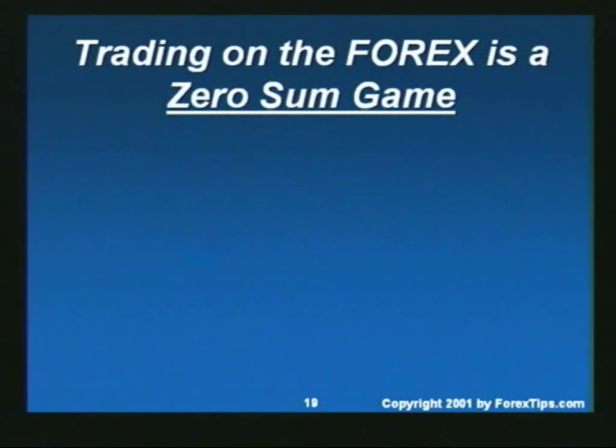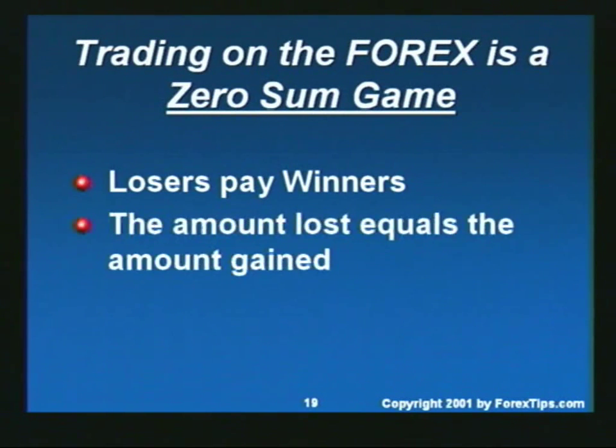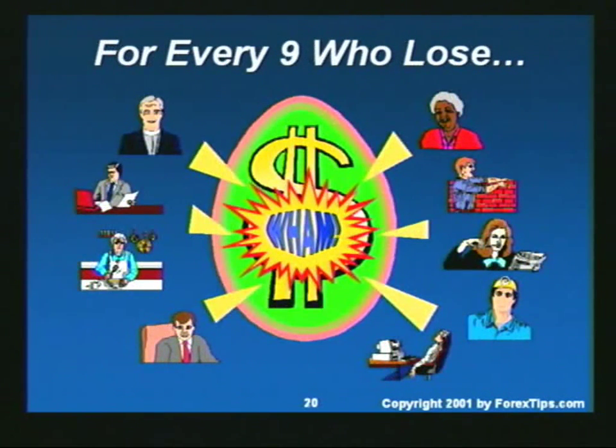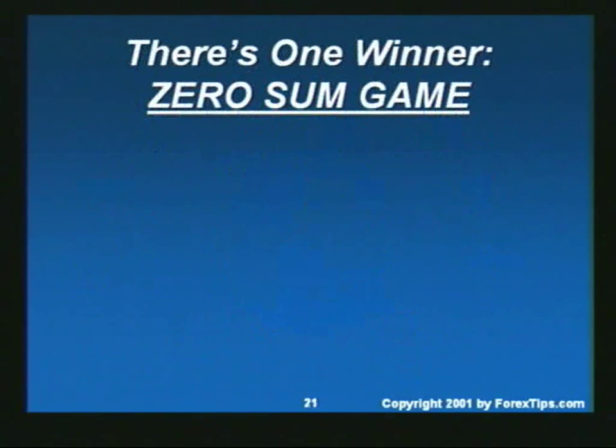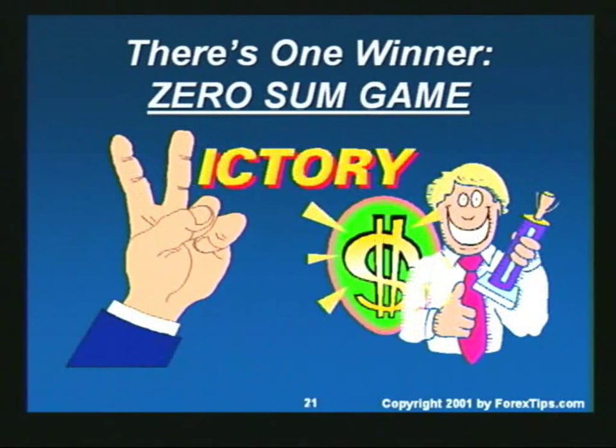Now, trading on the Forex is called a zero-sum game. That means losers pay winners. The amount lost equals the amount gained. It's a lot like playing poker. See, when you play poker, the amount lost equals the amount gained. Losers pay winners on the Forex, which means if the odds are 90% lose and 10% win, for every 9 who lose, they pay the 10% that win. Therefore, if you can become part of that 10%, the returns are enormous.